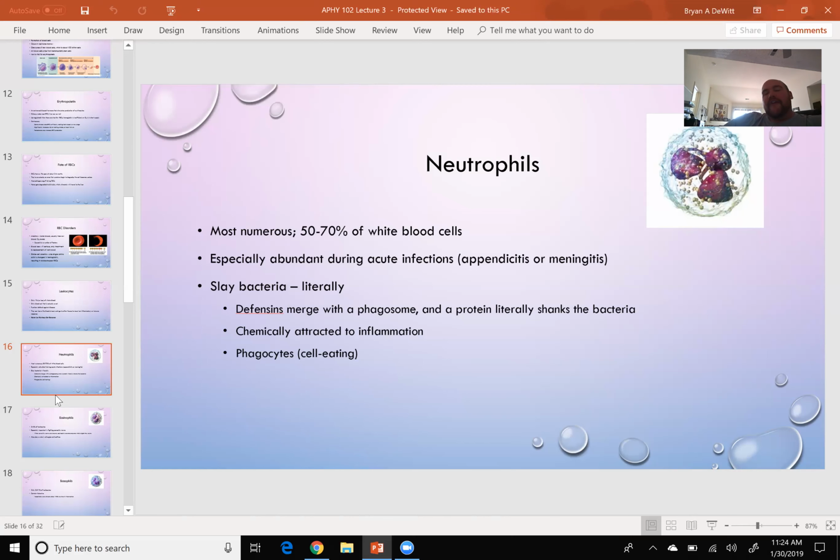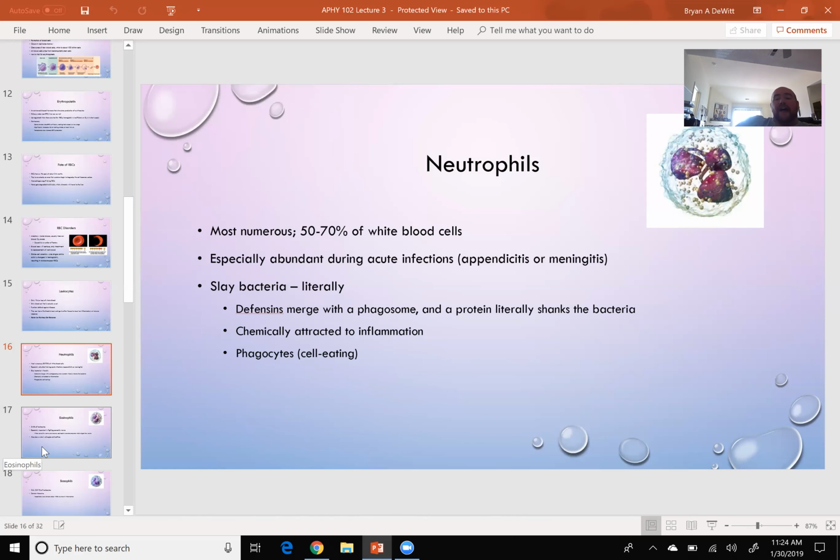They are also very attracted to inflammation. So when an inflammatory response is happening, usually we'll see that by redness, rashing, heat. Neutrophils are going to go to the site of that injury and be there to help take care of it.